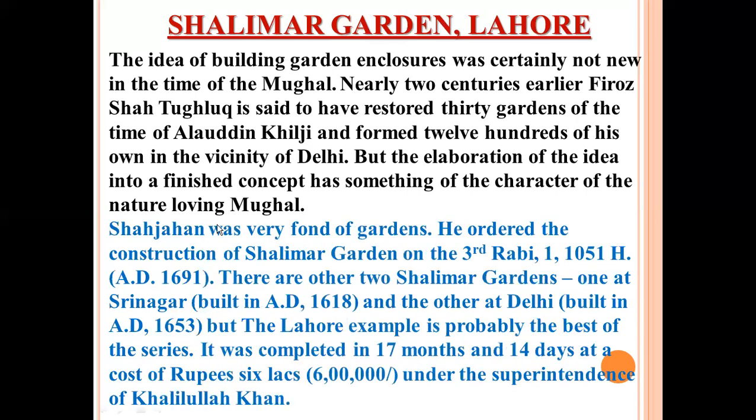Dear student, Shah Jahan was the most important king, or emperor, of the Mughal dynasty, and he was also fond of gardens. He ordered the construction of Shalimar Garden on the 3rd Rabiul Awwal, 1051 Hijri, according to 1691.